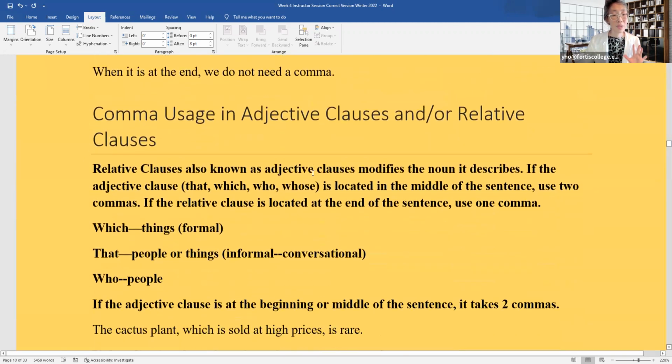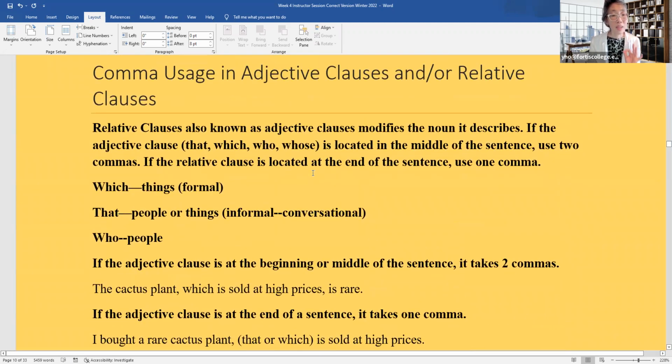Now, some exceptions to the rule is when you have relative clauses. When you have relative clauses, same thing as adjective clauses. So relative clauses, also known as adjective clauses, modify the noun they describe. If the adjective clause is located in the middle of the sentence or at the beginning of the sentence, you use 2 commas, just like you would in a positive.